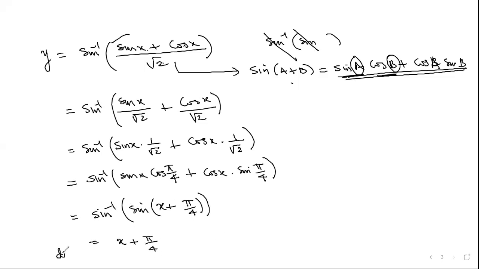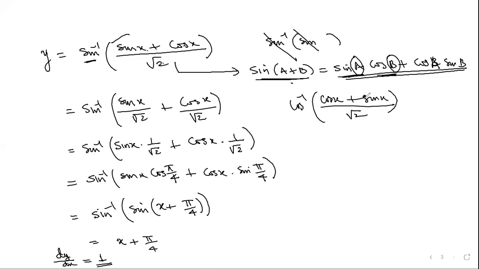If you differentiate this, what will be your answer? Your derivative will be 1. Did you understand? So what are the things to remember here? Whenever you have sine inverse of a bracket like this, you need to convert it into sine of a plus b's formula. If I ask the same question in cos, my aim will be to make it into cos a plus b's formula or cos a minus b's formula. Have you got the idea?